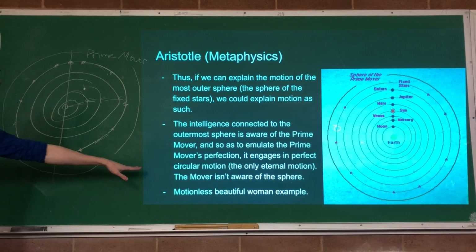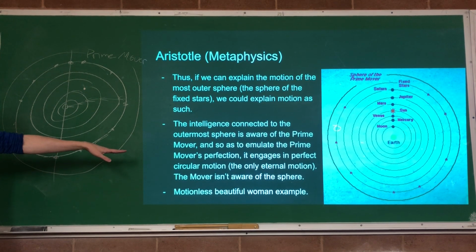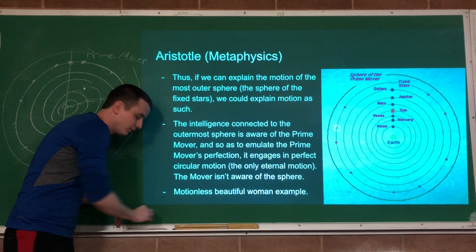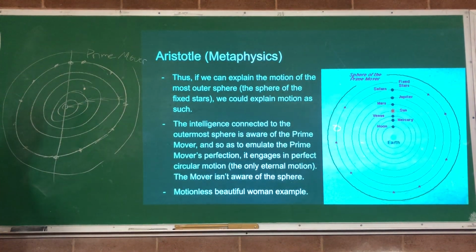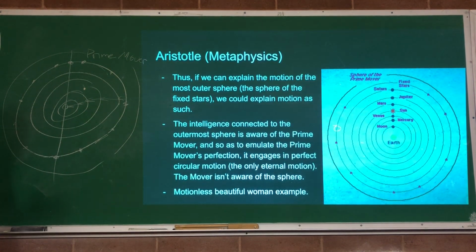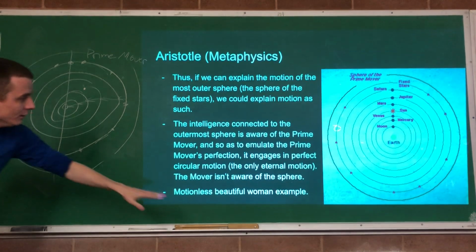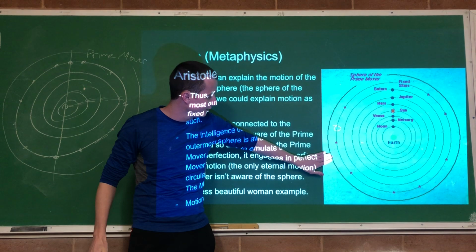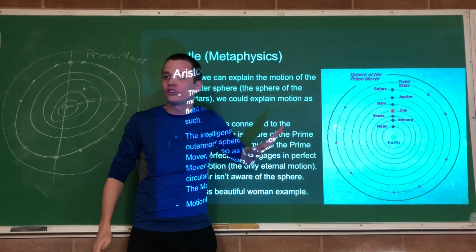The mover itself is not aware of the sphere, but the sphere is aware of the prime mover. And I listened to one guy give a wonderful example of how this type of motion might work. His example was to give you a sense of how, without any motion and without any awareness, this prime mover can get the fixed stars to move.